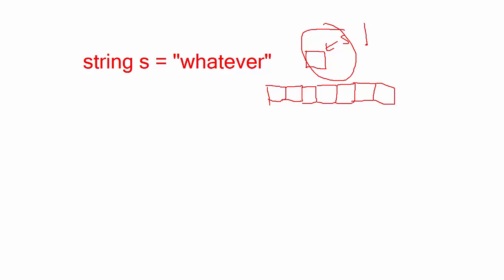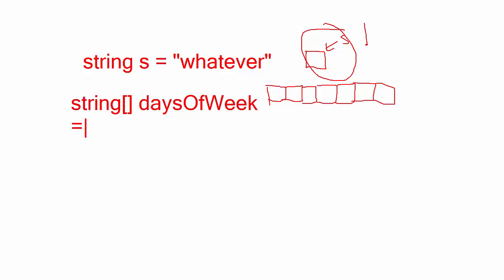So let's do those to be 7. And the way you write this is string days of week. Imagine that this is on the same line. Sorry, this is not the way you write it. So string, this means that it's a collection, it's an array. Days of week, and now I can write equals, and then I can do Monday, Tuesday, and so on.